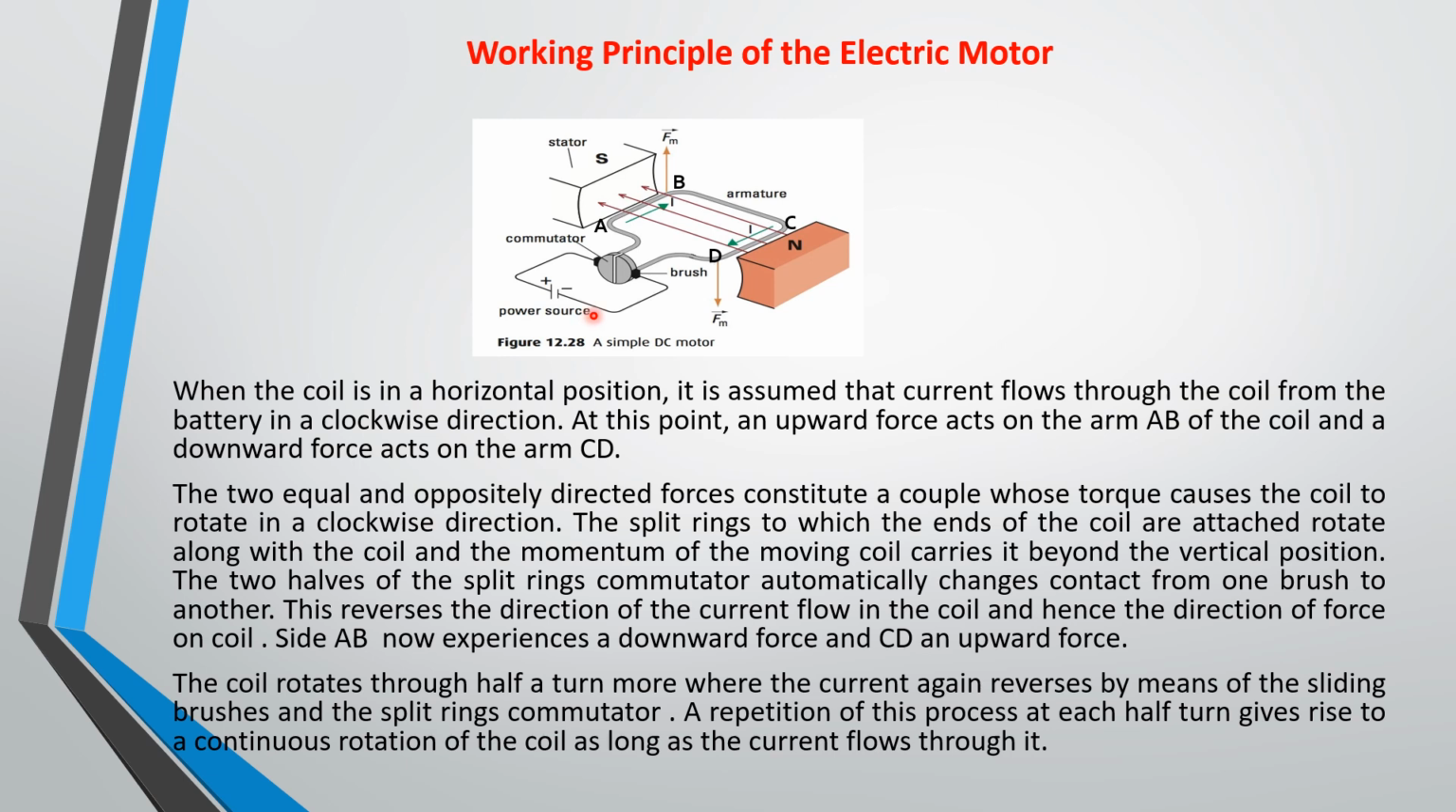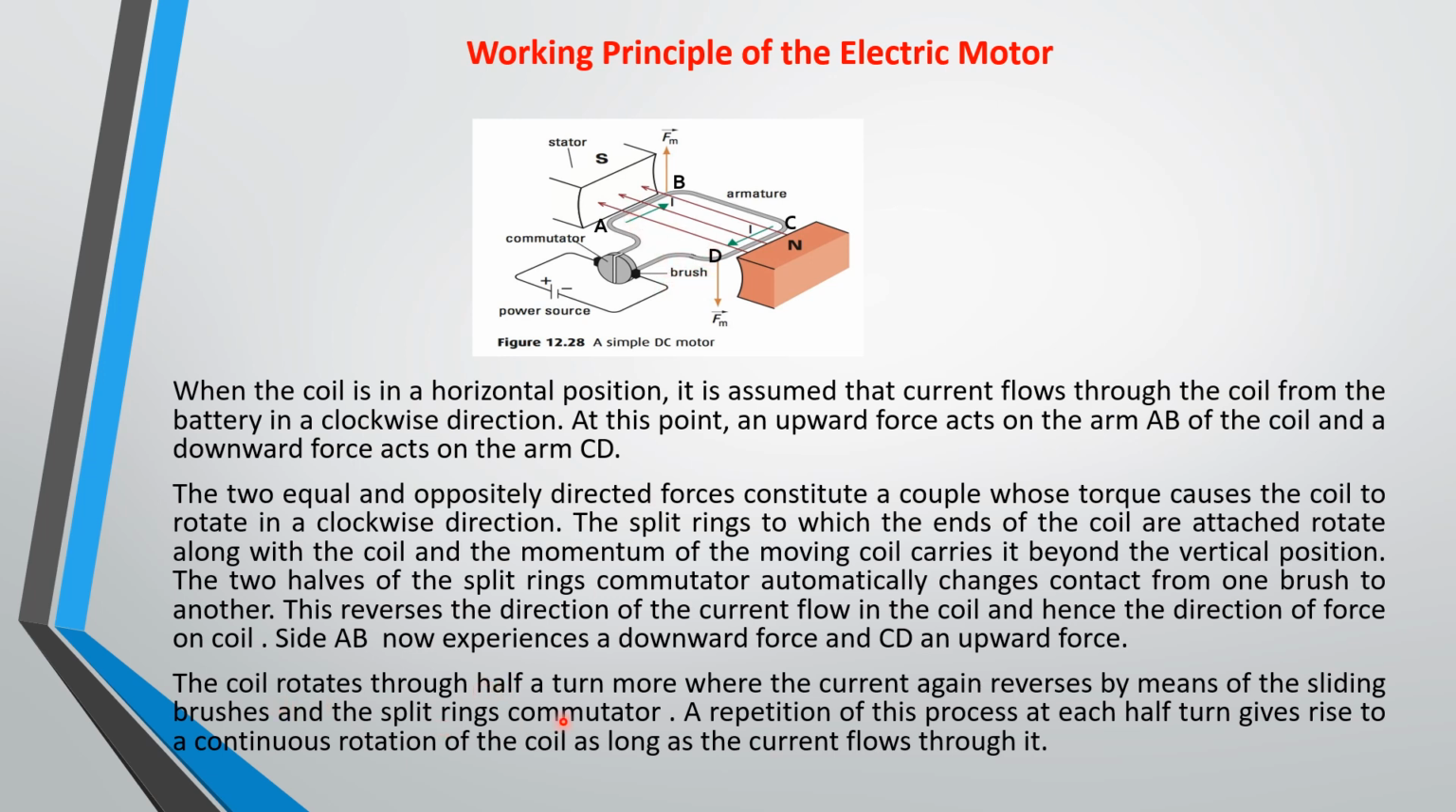Because the split ring is rotating with the coil, they will change position. Like this, the right one will be to the left, and the left one will be to the right. And we automatically change contact from one brush to another. This reverses the direction of the current flow in the coil, and hence the direction of force on the coil. Side AB will now experience a downward force, while side CD will experience an upward force.